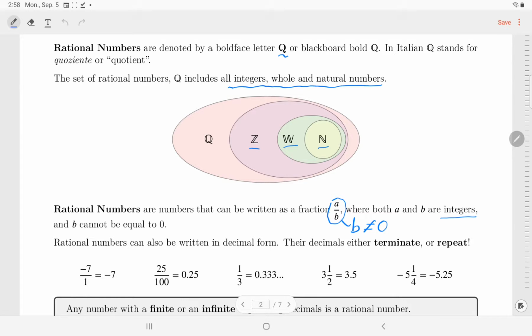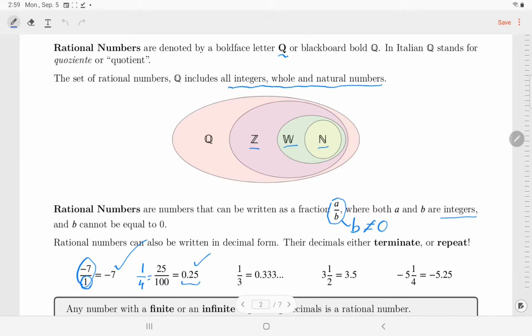Here we have a few examples. Negative 7 over 1. So negative 7 can be written as a fraction. Both numbers are integers and the denominator is not equal to 0. Here we have 0.25, which can be written as a fraction of 25 over 100 or 1 over 4. So it's a rational number.